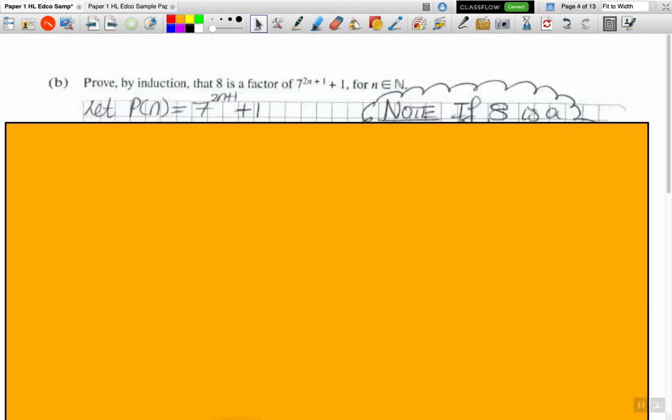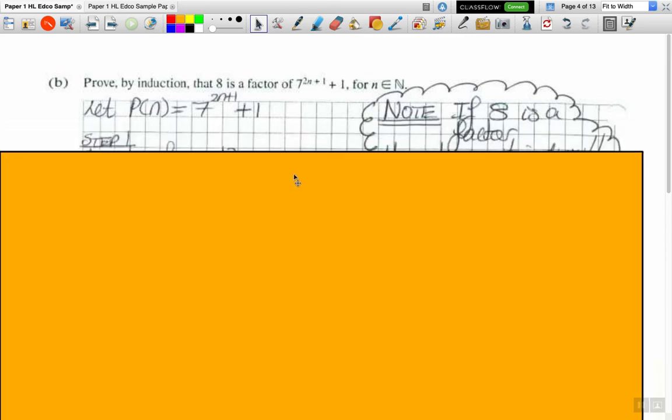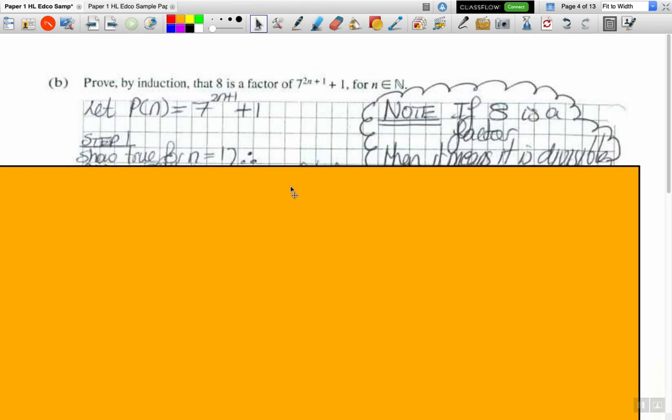Now, a number of people requested an explanation for B. First of all, go back to the textbook. You have to learn to let P(n) equal. You have to learn to write it in that format. If you don't, you're going to get it wrong, and that's just, I'm sad to say, a memory game.